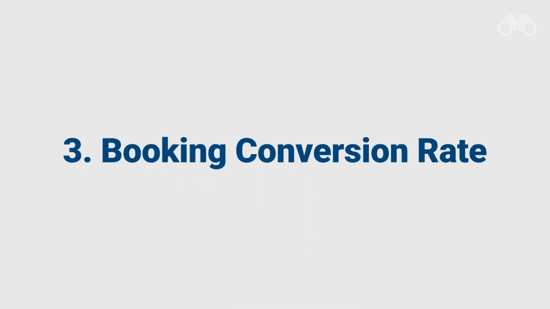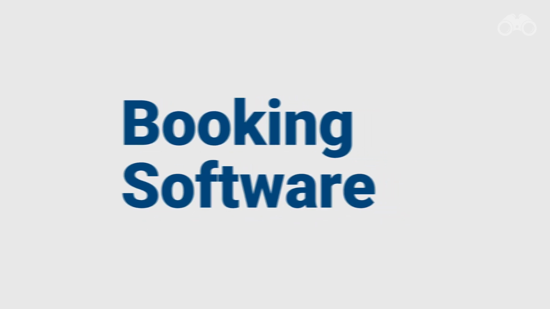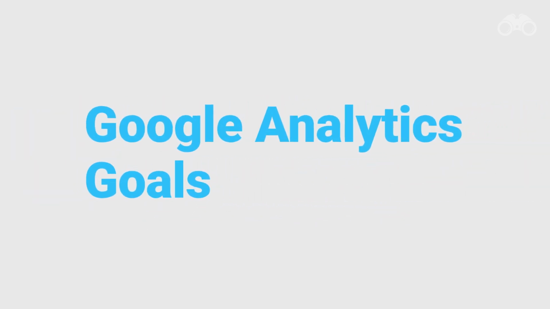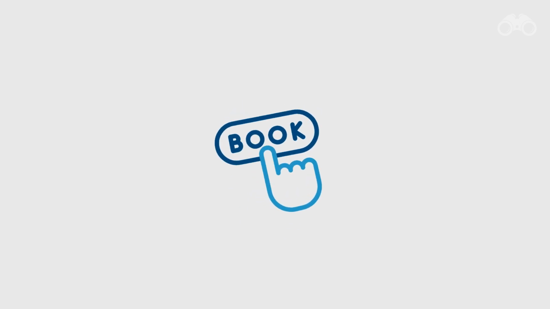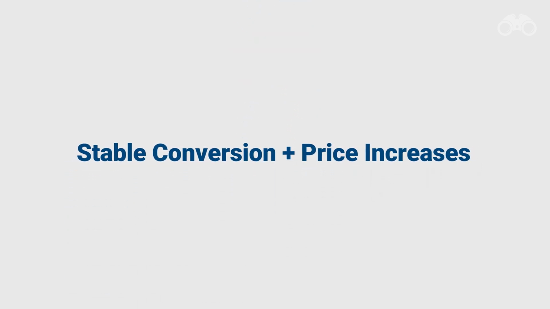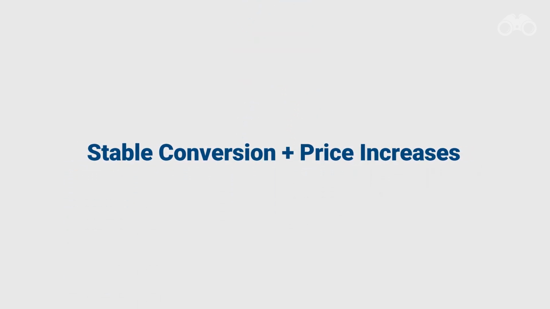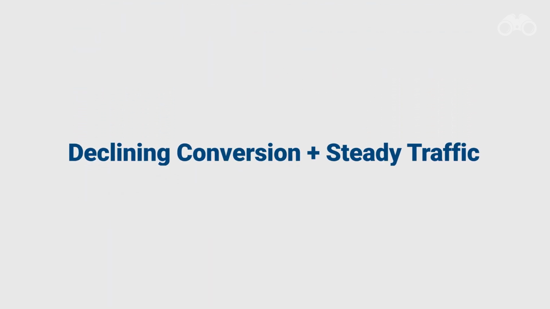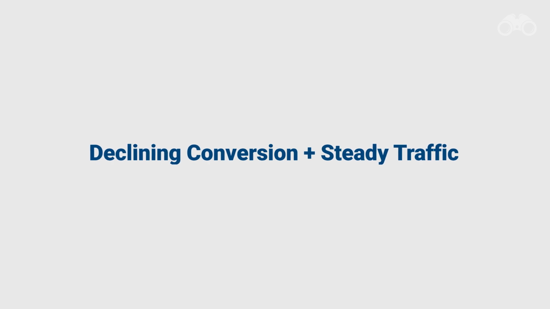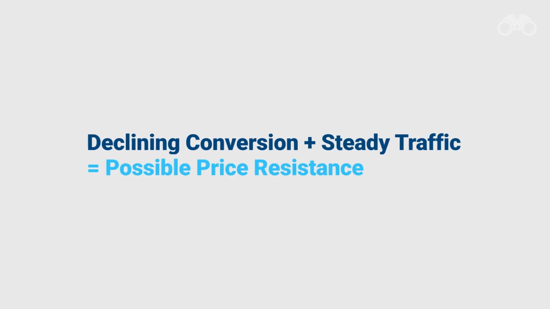A third key metric is your booking conversion rate. You can either track this via your booking software or more often in your Google Analytics goals to monitor website visitors and to see what percentage are ultimately completing bookings. This conversion rate information is going to be important as you're testing your prices. If you see a stable conversion rate as you've lifted your prices, that means that you probably have that pricing power. And conversely, if you see a declining conversion rate after a significant price increase, but still have that steady amount of traffic, then perhaps you are seeing some possible price resistance.